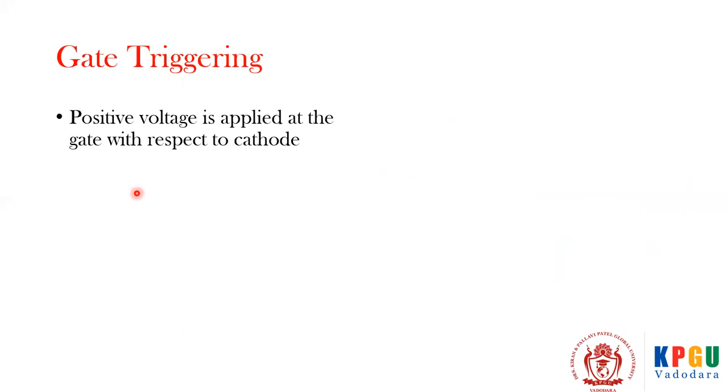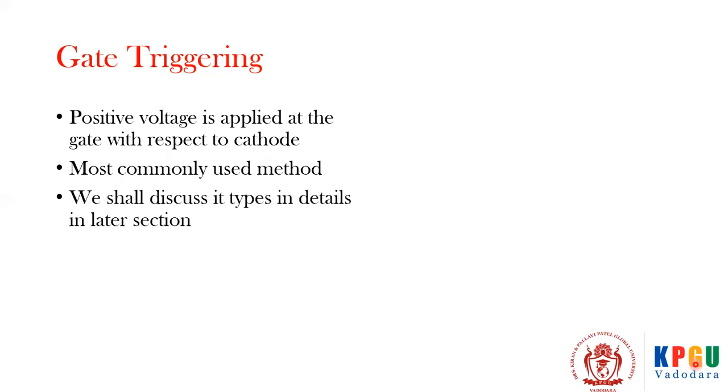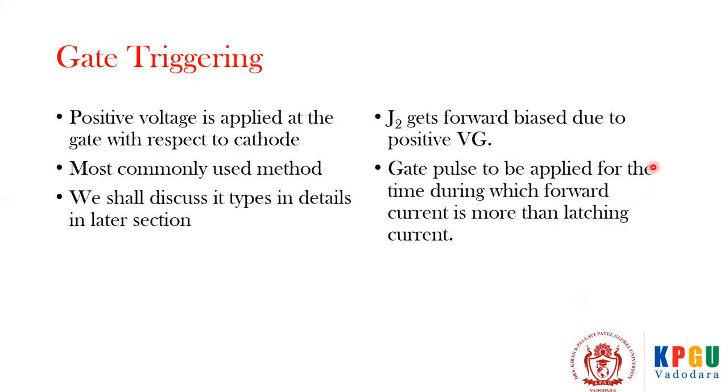The second method is gate triggering. Here, a positive voltage or gate pulse is applied, where the gate is made positive with respect to the cathode for a certain duration of time. This is the most commonly used method, and there are different varieties of gate triggering, which we are going to discuss in our subsequent videos. We shall discuss this type in detail in a later section. Here, junction J2 breaks because of the gate pulse or forward bias. It injects a lot of charge carriers, and because of that, the depletion layer breaks, and the thyristor SCR gets turned on.